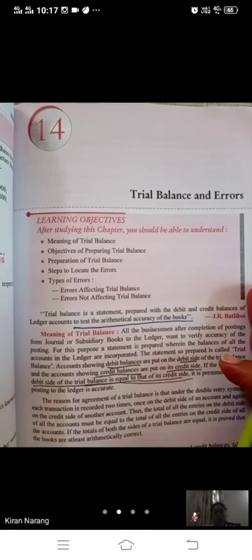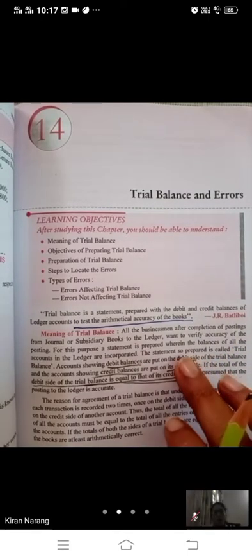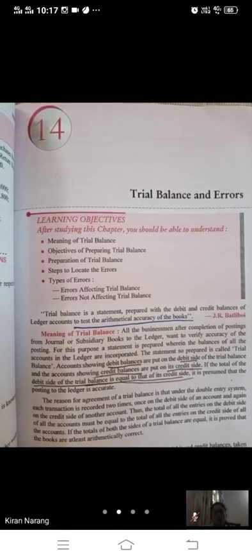So this is just a statement to check the arithmetical accuracy in the posting. If there is any mistake, it can be easily detected by preparing a trial balance. So how do we prepare a trial balance? So this is illustration number 1.